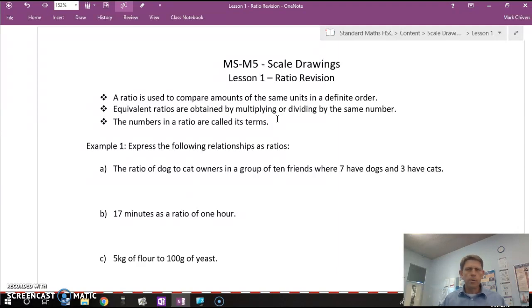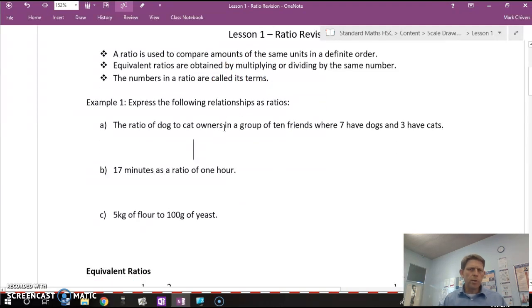So it's not like rates, where we were comparing things with different units of measurement, and they're in a definite order. So you might have heard of a fuel mix being 25:1 for a chainsaw or a lawnmower. That means 25 parts of fuel to every 1 part of oil. You wouldn't want to get that mixed around and put 25 parts of oil and 1 part of fuel. It's not going to be so good for your mower.